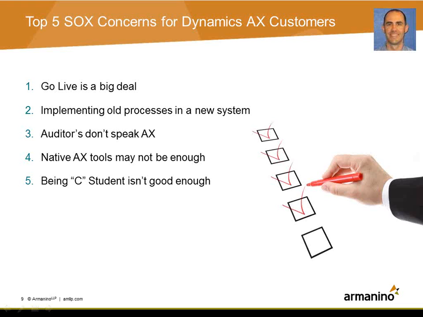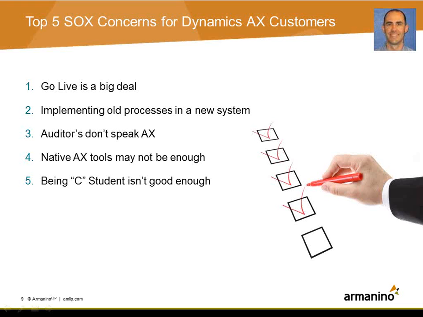We'll step through these individually, but at a high level, first one is go live is a big deal. And this is not only when you go live for the first time on AX, but also as you're doing upgrades and as you're doing integrations that may have a financial impact. Implementing old processes and new systems, this is something that we see very, very common with organizations where they will get a new technology such as AX, yet they will implement the old legacy process without really taking a hard look at how process changes could benefit them even more.